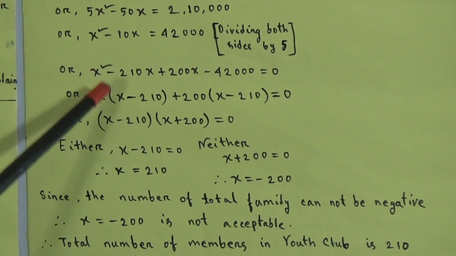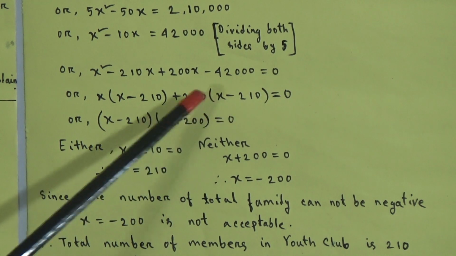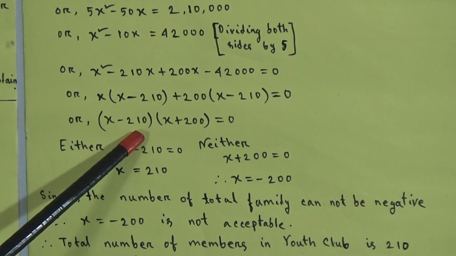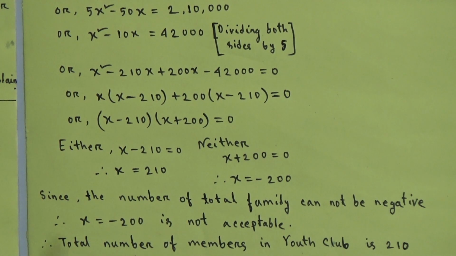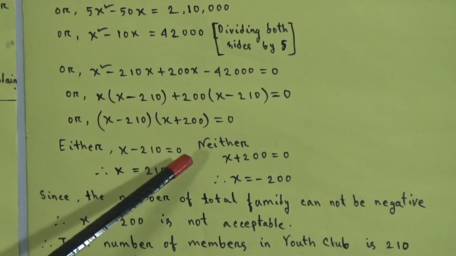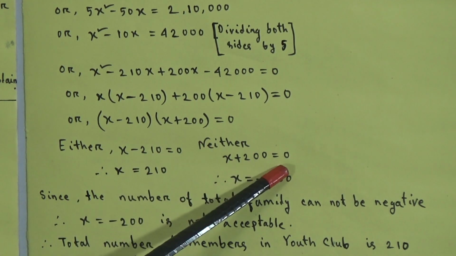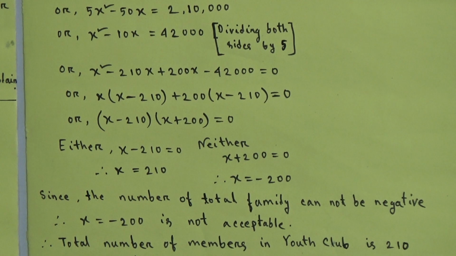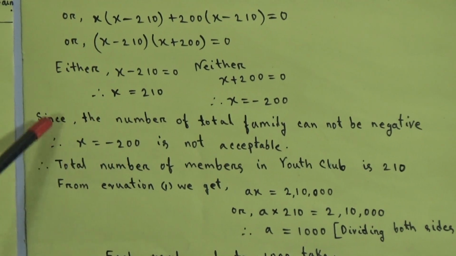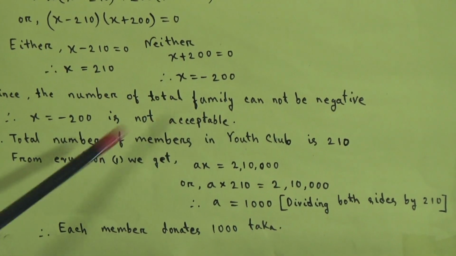From the first two terms we can take x as common, and from the last two terms we can take 200 as common. Then finally we get (x minus 210) into (x plus 200) equal to 0. Dear students, the multiplication of two expressions equals 0 here. So either x minus 210 equal to 0, or x equal to 210, or x plus 200 equal to 0, or x equal to minus 200. Here x is the number of members, so it cannot be negative. So x equal to minus 200 is not acceptable.